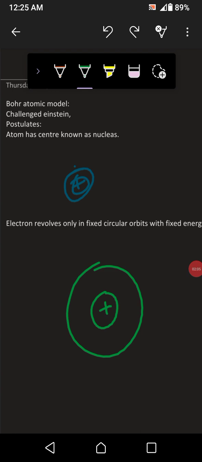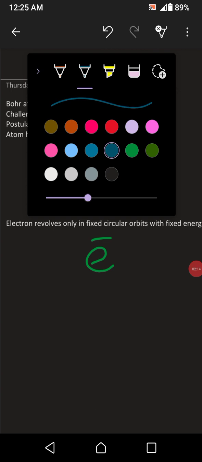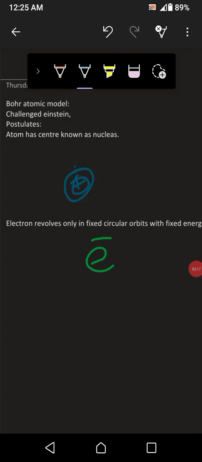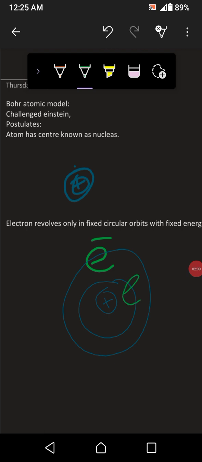For example, this is an electron and this is a nucleus, and it is revolving around it. So he said that the electron revolves in particular orbits with constant energy and velocity. But what did Rutherford say? Rutherford said that an electron can revolve in a circular orbit with no fixed energy and velocity.